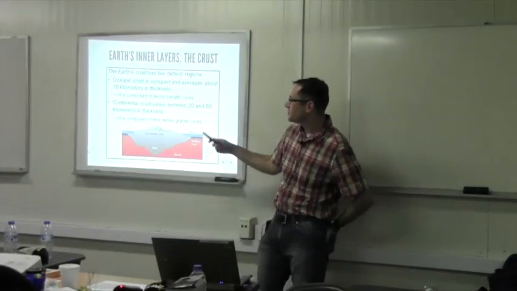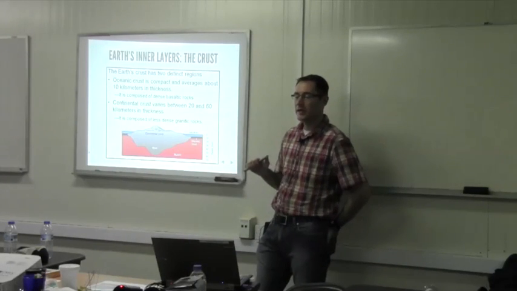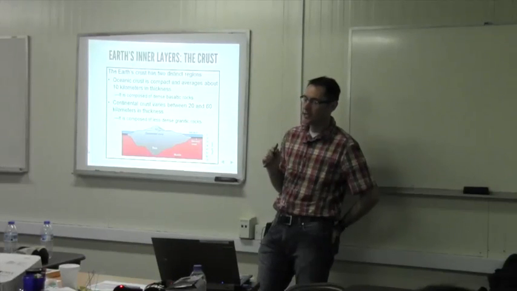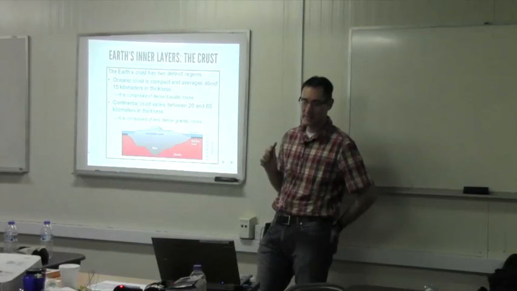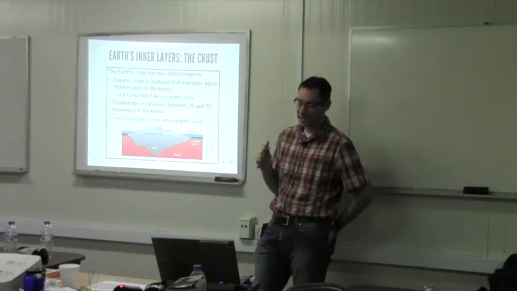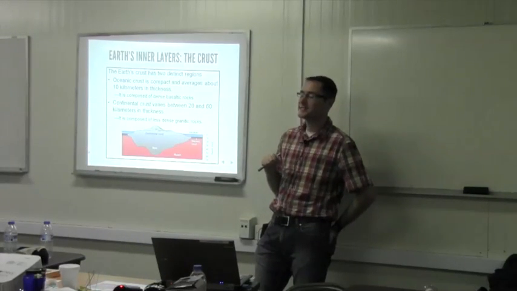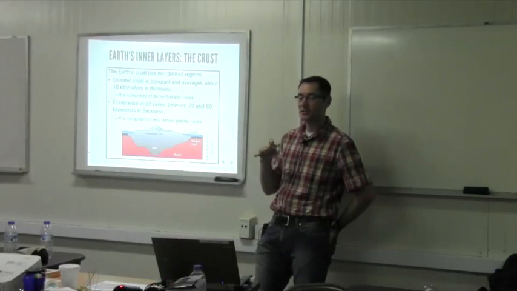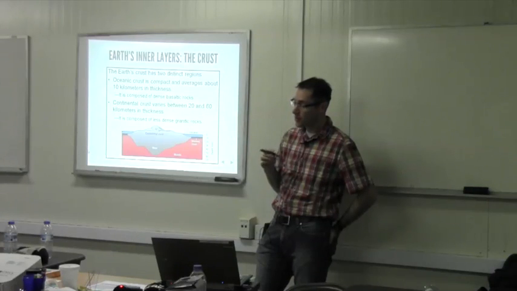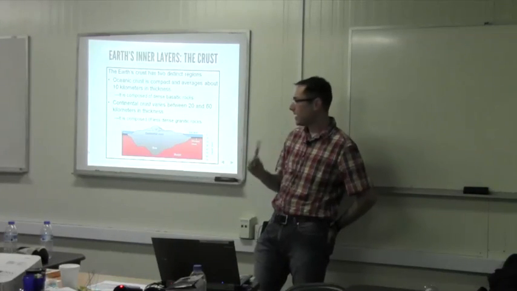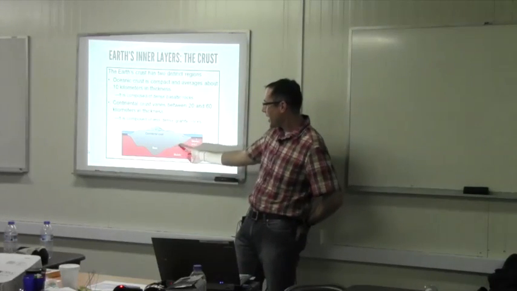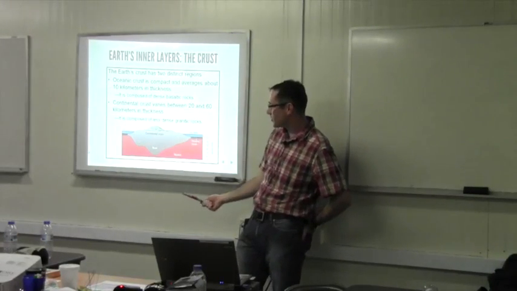Okay, let's go back up to the crust for a minute. Two regions in the crust. We've got the oceanic crust, which is about 10 kilometers thick, like we said. It consists of lots of basaltic rocks. And then you've got the continental crust, which is actually thicker, but pokes up out of the oceanic crust. It has this kind of root, we call it, and that sticks up out of the oceanic crust.